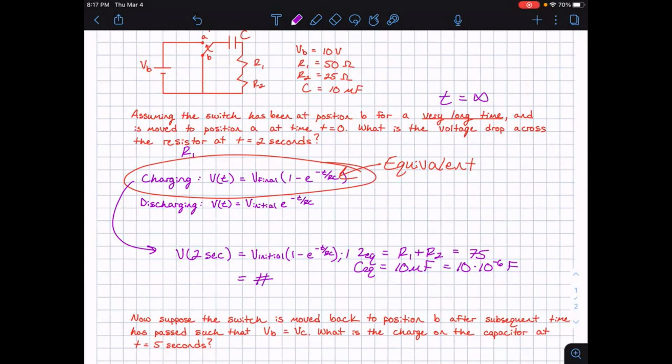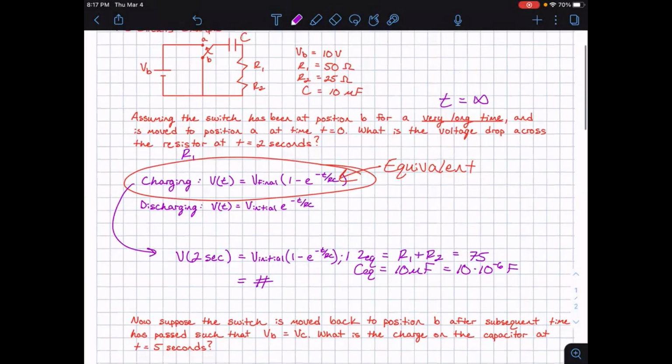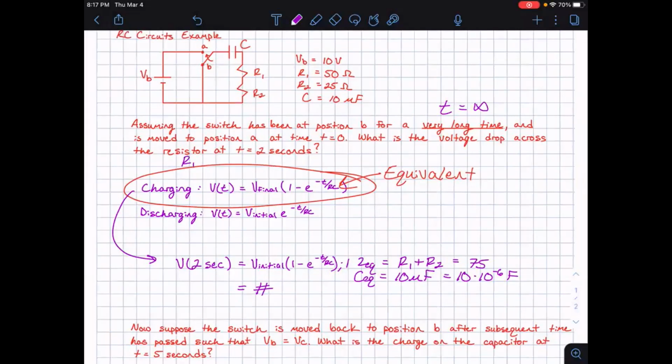All right, with that being said, I will move on to the second part. I'm down here at the bottom for you, just trying to make sure we can still see the diagram. So now suppose the switch is moved back to position B after a subsequent time has passed such that V_B equals V_C. What I mean by that is the voltage across the battery is equal to the voltage across the capacitor. So those are the same, okay?